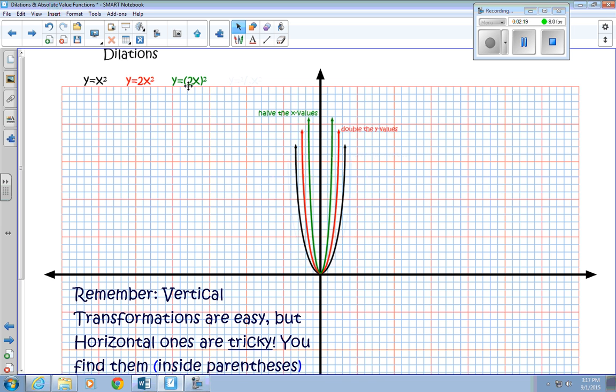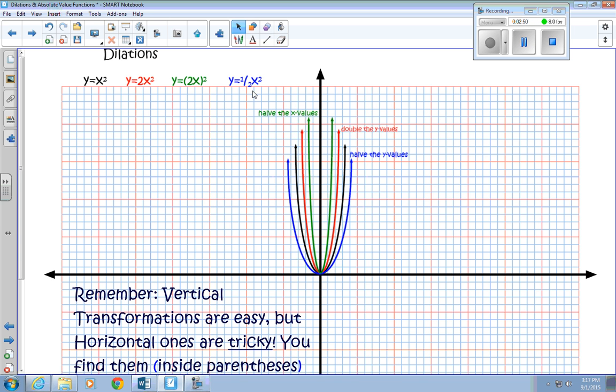However, if we have almost that same transformation, except now it's inside parentheses, then it affects our x values and it does the opposite. So instead of doubling our x values, it's actually going to cut them in half. If this were a 3, it would cut them in thirds. If it were a 4, it would cut them into quarters. So it affects the x values and it does it opposite from what we would think.